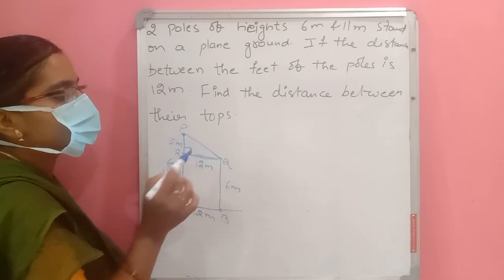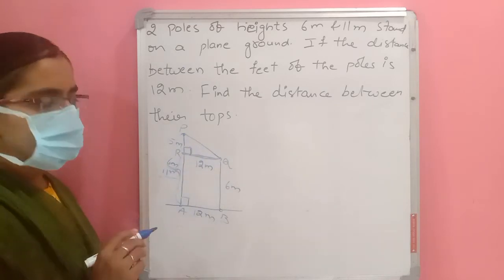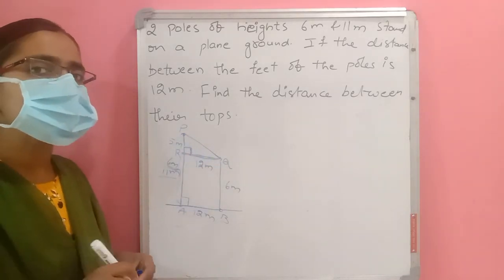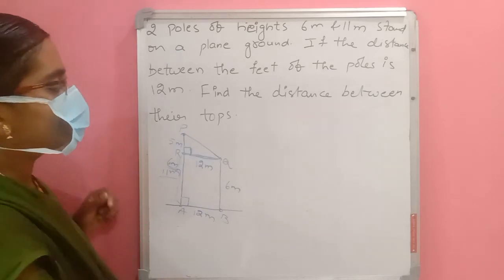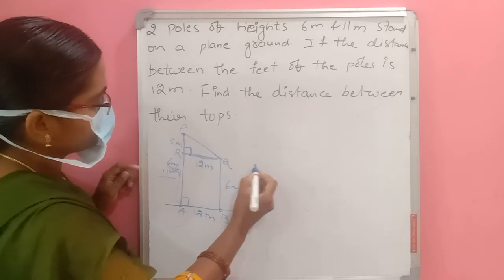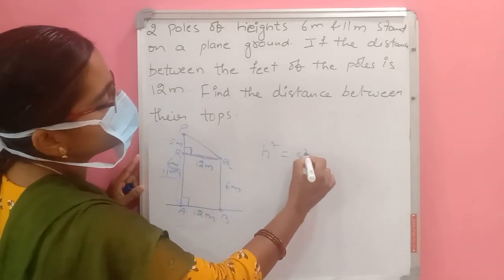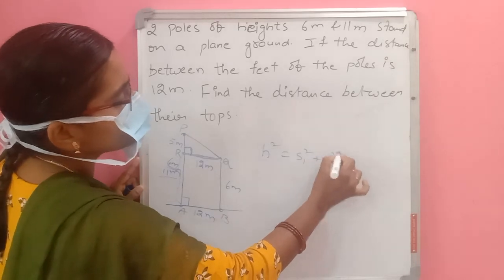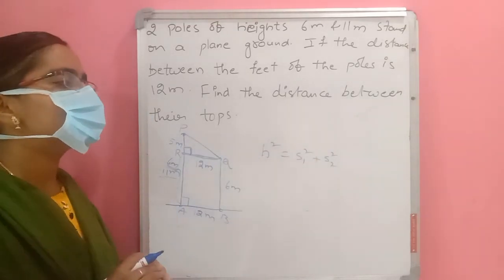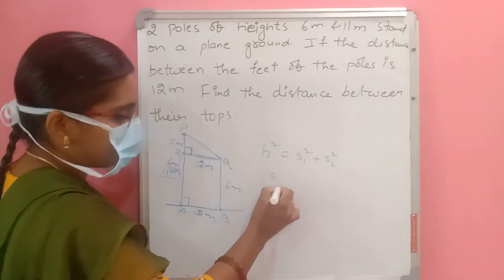Now we have to find out the distance between tops, which means PQ. We have to find out PQ. So PQR is a right angled triangle. We know that in a right angled triangle, hypotenuse square is equal to side 1 square plus side 2 square, the Pythagoras theorem. Hypotenuse we don't know. Take it as PQ.